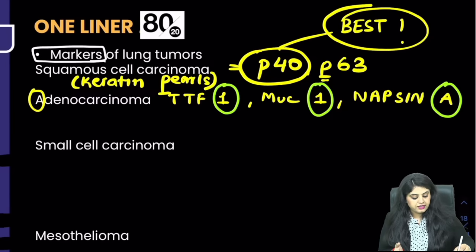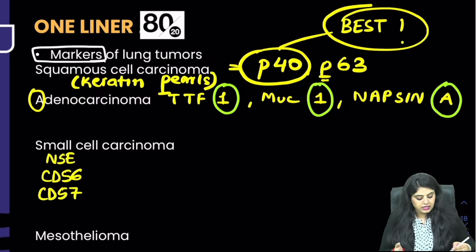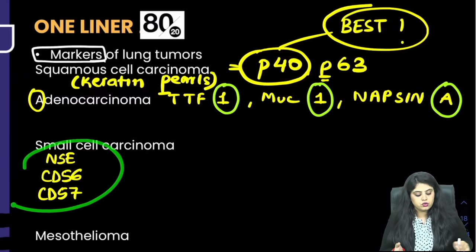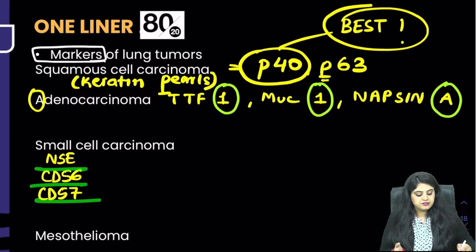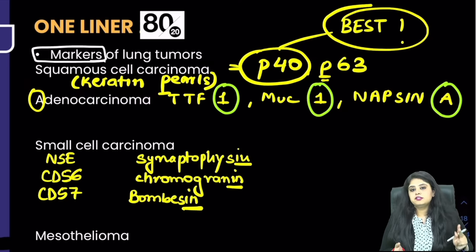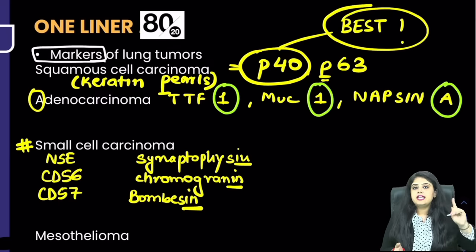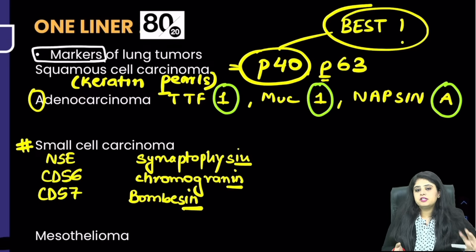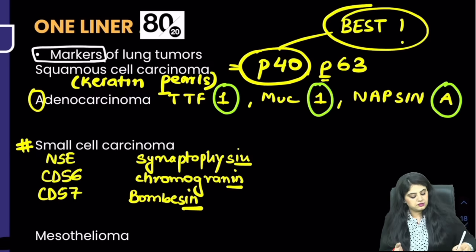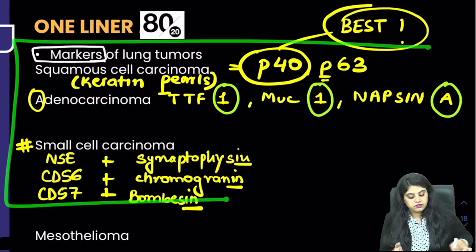Perfect. Small cell carcinoma. Remember small cell, we used to say it sounds small but is super deadly. It had 6 markers. What are these 6 markers? First we will take up the short forms: NSE, CD56, CD57. 3 short forms. And then there are 3 markers which are known as IN: synaptophysin, chromogranin, bombesin. So small cell carcinoma is nowhere small, right? NSE, CD56, CD57, IN. If these 6 markers come, we know we are dealing with small cell carcinoma. These were all cancers of the lung.